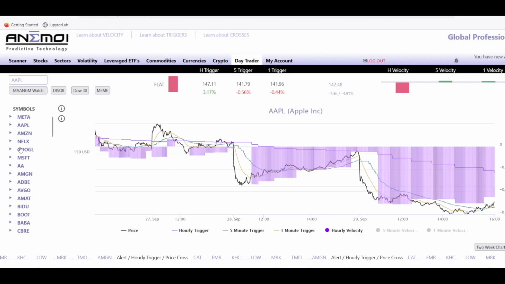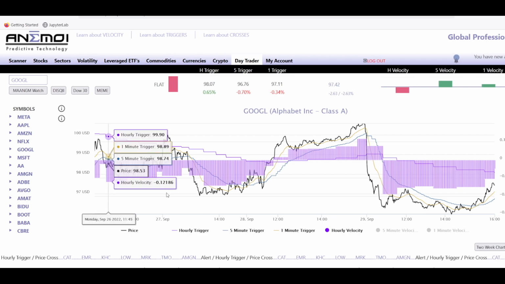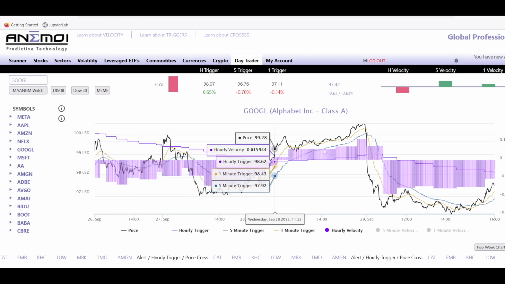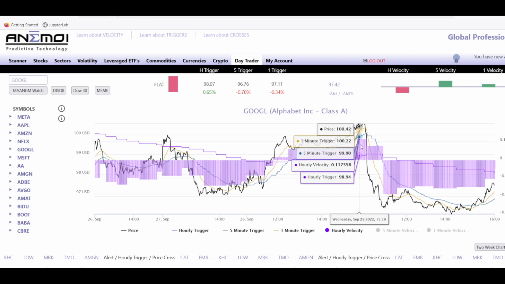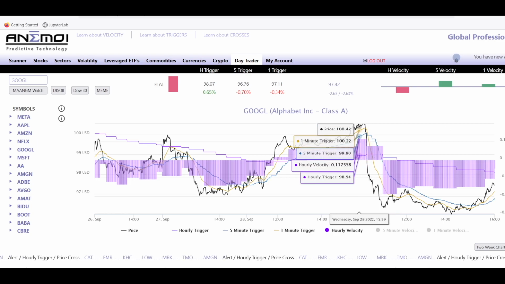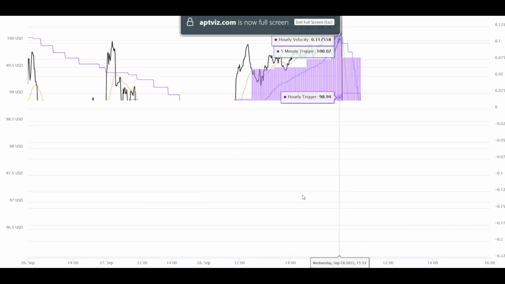Let's see if we could find a couple of other good ones right here on some of these mega-cap stocks. Okay, nothing here. See, this is just price breaking above the hourly trigger on very low hourly velocity. Wasn't able to get anything really strong. Powerful hourly velocity, sold back down. This was really tricky, okay? I want to show you guys this. This is something that Nimoy doesn't really help with.